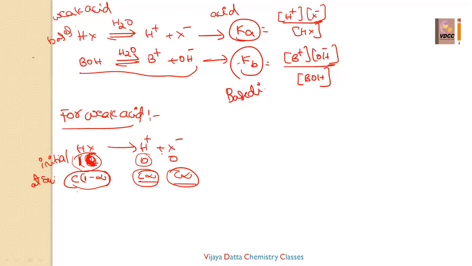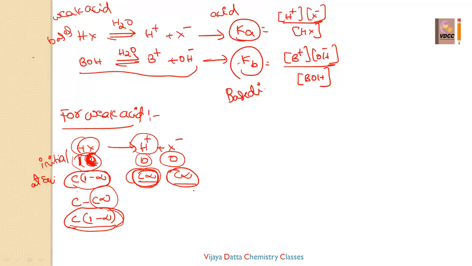Initially, the products are 0, 0. C alpha has been consumed, so that is C minus C alpha. That C alpha was consumed from C only. If you take C common, it becomes C into 1 minus alpha. So C into 1 minus alpha is the equilibrium concentration for HX, C alpha is the equilibrium concentration for H plus, and C alpha is the equilibrium concentration for X minus.